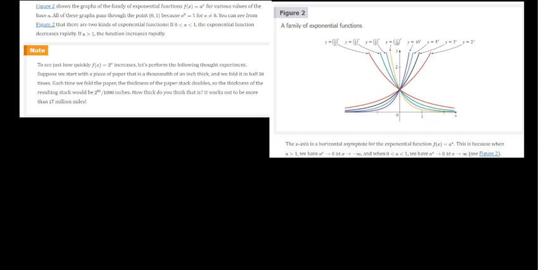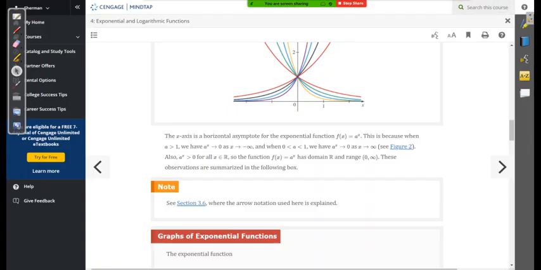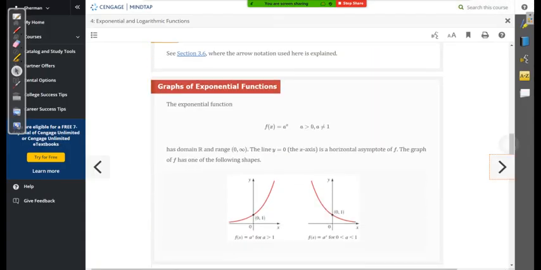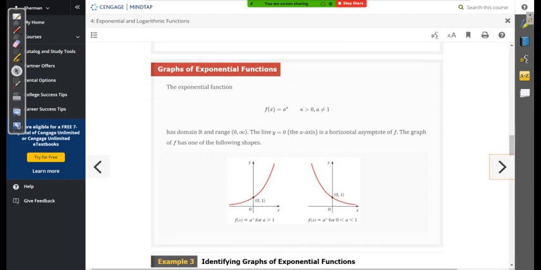We can kind of skip over the note. The note will be there, but I don't feel like I need to read it. And we're good there. Okay, so now let's get to the actual graphs.